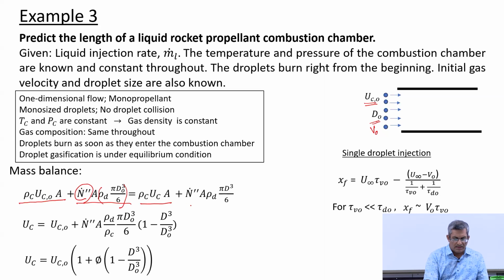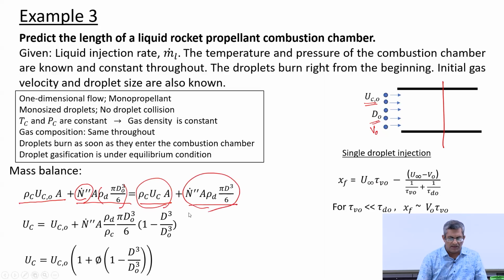And here we have again, at any other location, the mass flow rate of the gas, and this is the mass flow rate of the liquid droplets. So from this we can show that the gas velocity should increase. Physically, this is because the droplets are burning. So the droplet mass is basically getting converted to the gaseous phase. So obviously the velocity of the gas flow should increase.